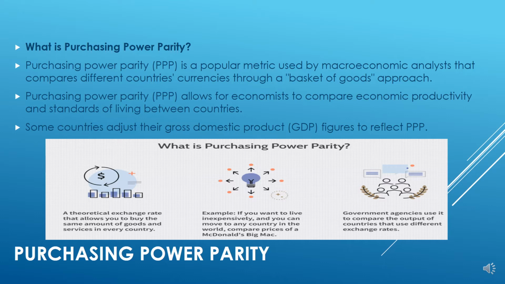So in a nutshell, if you want to understand what is purchasing power parity, then look at this diagram, where a theoretical exchange rate allows you to buy the same amount of goods and services in every country. So we would find out a basket of goods that you can purchase anywhere, in your country, in the United States or in any other country.